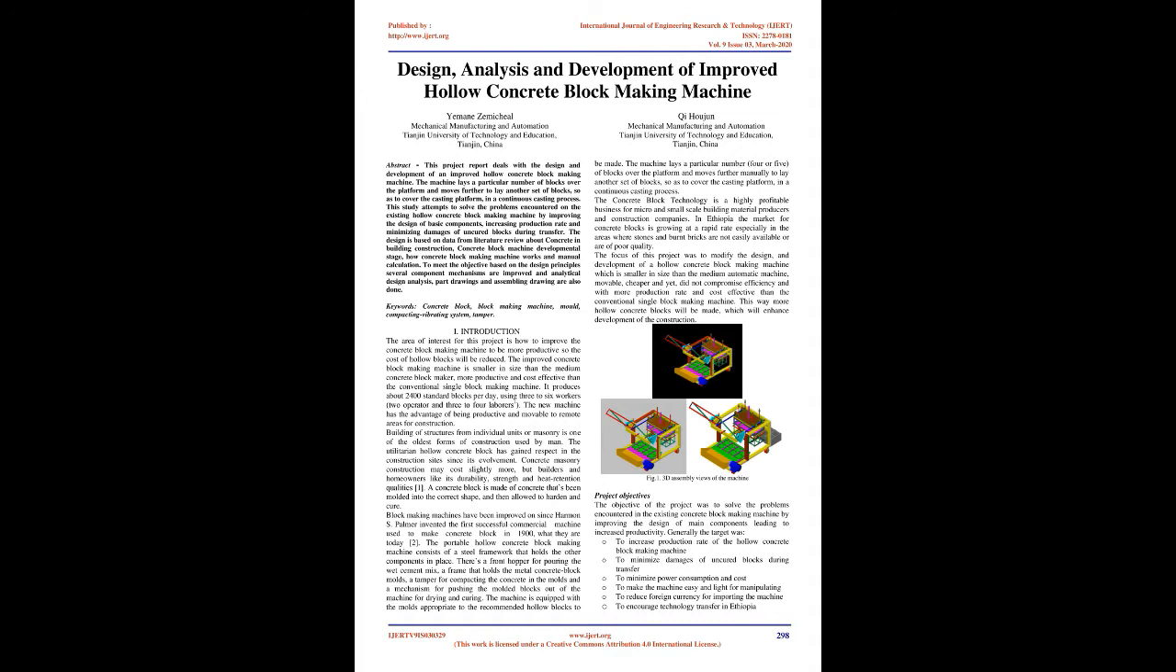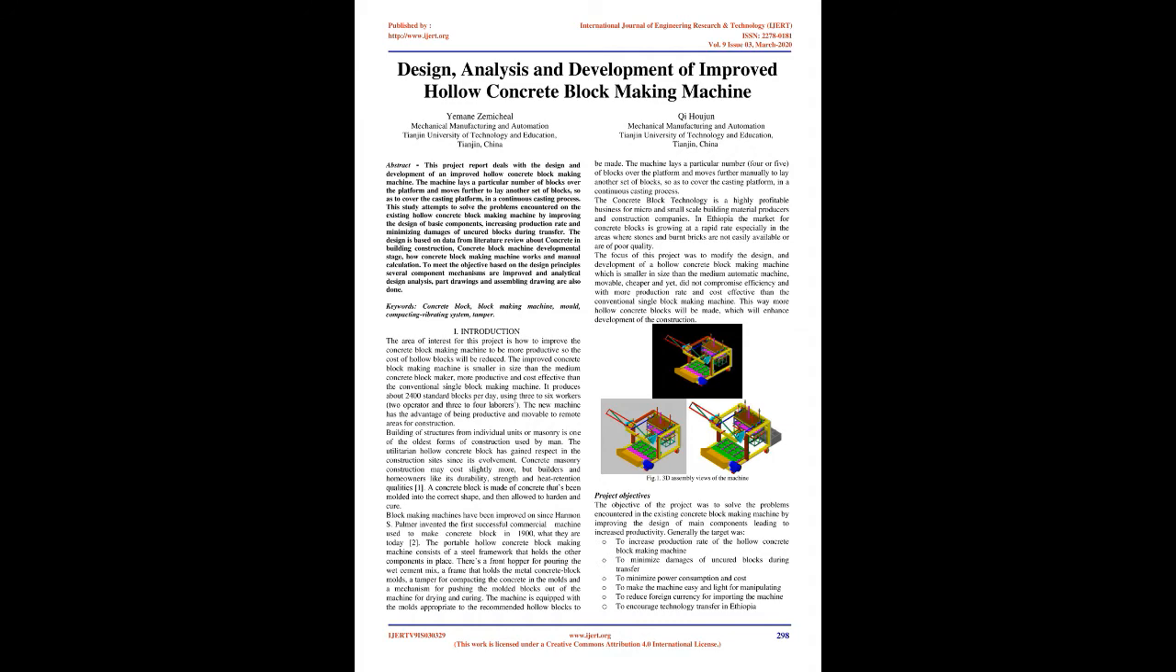Project objectives. The objective of the project was to solve the problems encountered in the existing concrete block making machine by improving the design of main components, leading to increased productivity. Generally, the target was to increase production rate of the hollow concrete block making machine. Minimize damages of uncured blocks during transfer. Minimize power consumption and cost. Make the machine easy and light for manipulating. Reduce foreign currency for importing the machine. Encourage technology transfer in Ethiopia.